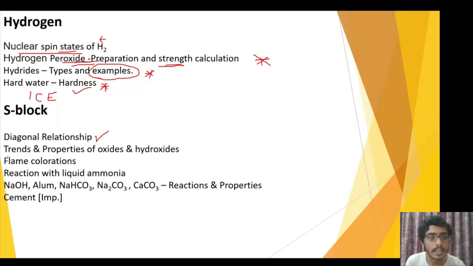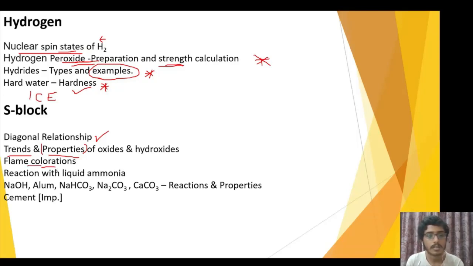Now here, the trends and properties of oxides and hydroxides of the S block elements. Now properties can mean various types of properties, from melting point, boiling point to several others. So again, they can ask you to arrange them in ascending or descending order based on the properties. Now the flame coloration here is very important.